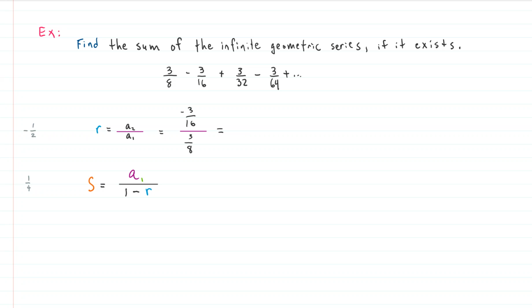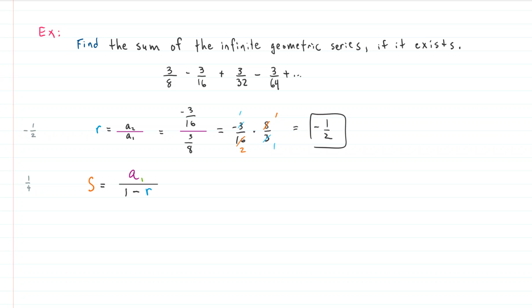We can flip the bottom and multiply, so we have negative 3 over 16 multiplied by 8 over 3. This is looking nice because we have some simplification here. The 8 and the 16 become 1/2, and the 3's cancel. So we're left with just negative 1/2. So we've found our r.